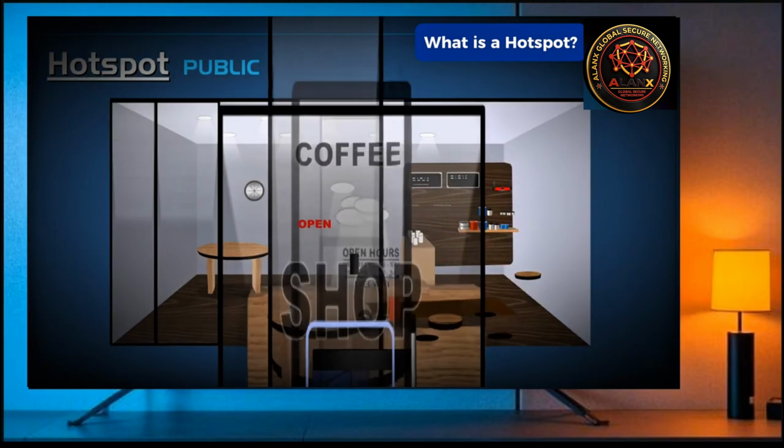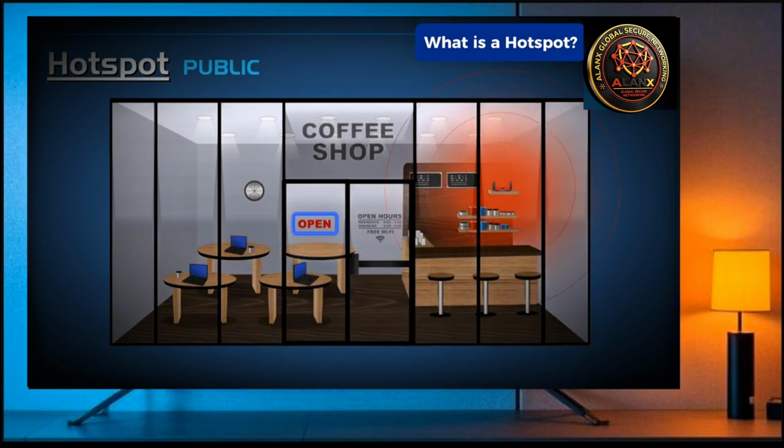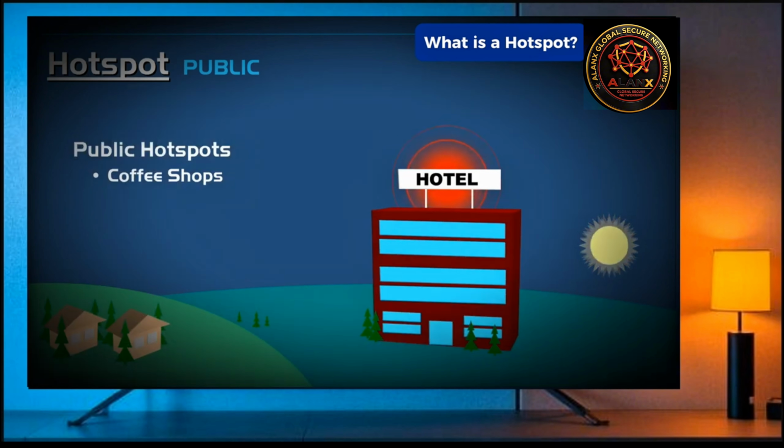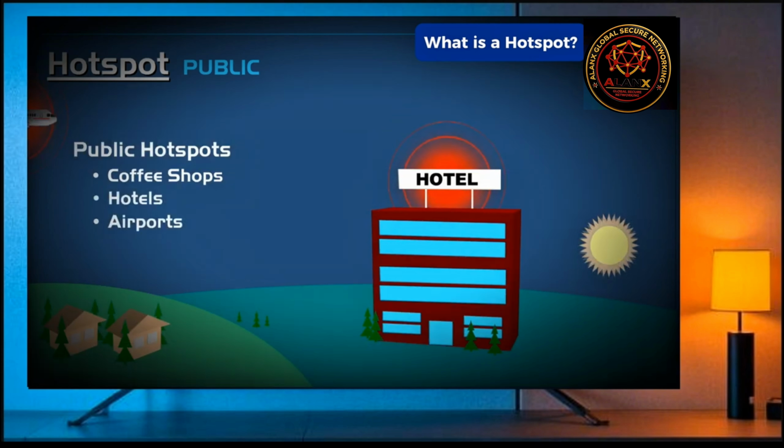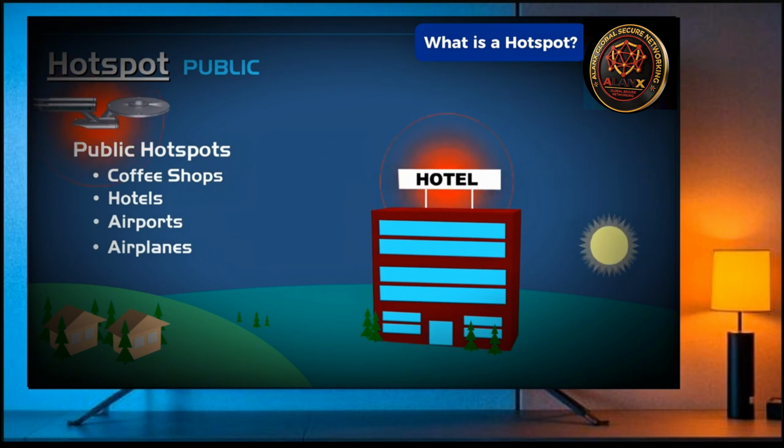A public hotspot location would be things like a coffee shop. Now, coffee shops are very common in having a hotspot so that their customers can have internet access using their wireless device. And other common public hotspots would be things like hotels, airports, and even on airplanes, or maybe even on a starship.